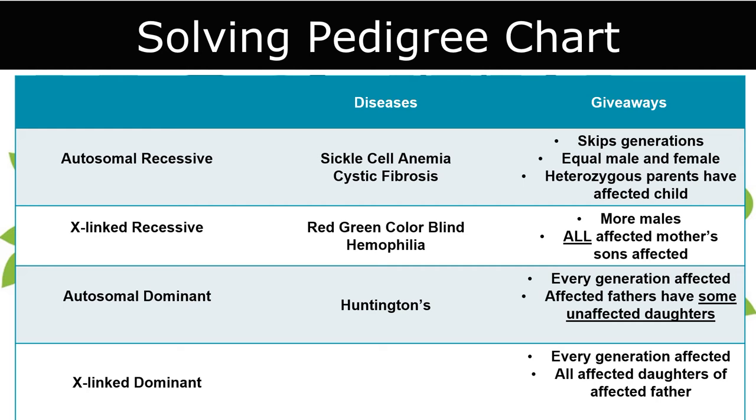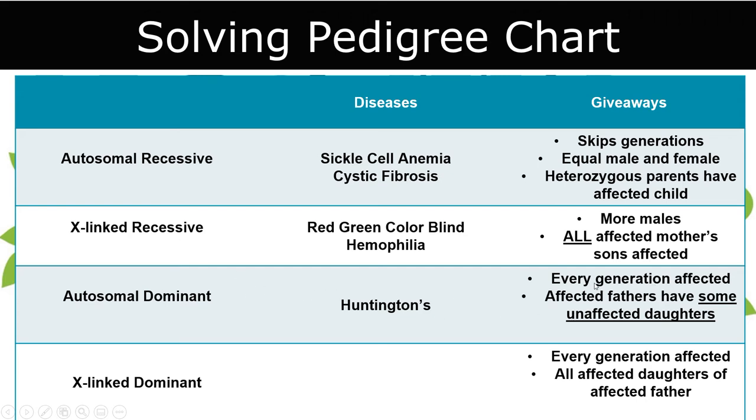Autosomal recessive. They'll tell you straight up it's sickle cell anemia or cystic fibrosis or some other disease that's autosomal recessive. The giveaways for this one are that it skips generations, it can have equal male and female affected numbers, and you will always find that heterozygous parent, or not always, but if you see an affected child and they have parents who are fine, that is another strong giveaway that you're looking at an autosomal recessive. The X-linked recessive, if they tell you it's red-green color blindness or hemophilia, we already know those inheritance patterns, but if they're asking you to solve it, you should look for more males to say that it's X-linked recessive. And if you see an affected mom, if all of her sons have it, then it's an X-linked recessive.